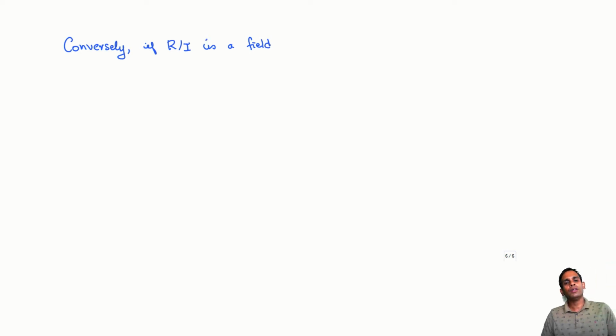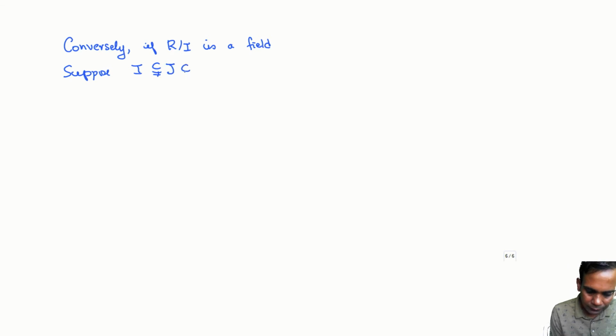I want to show that every ideal of R that contains J is either I or R. So suppose J is an ideal that properly contains I and is contained in R. I want to show that J is actually equal to R.